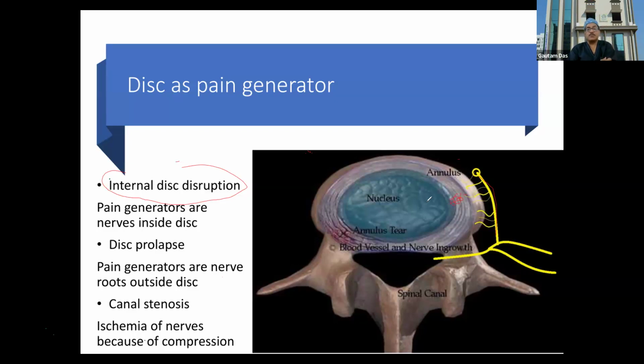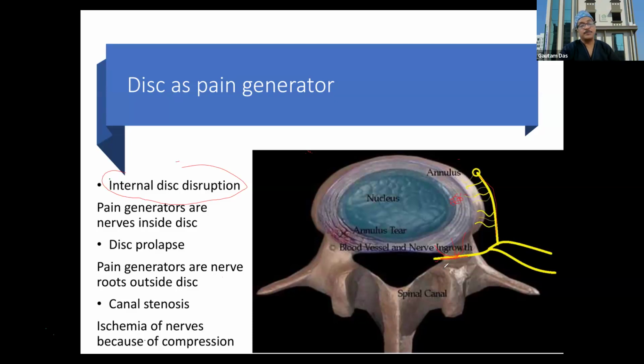This is not disc prolapse. What is disc prolapse? Disc prolapse is if the nucleus pulposus is leaked, or if it is bulged so much that the nerve root is getting compressed, then there will be prolapsed disc symptoms. What are those prolapsed disc symptoms? The patient will be having radiating pain to the leg, and that is prolapsed disc.